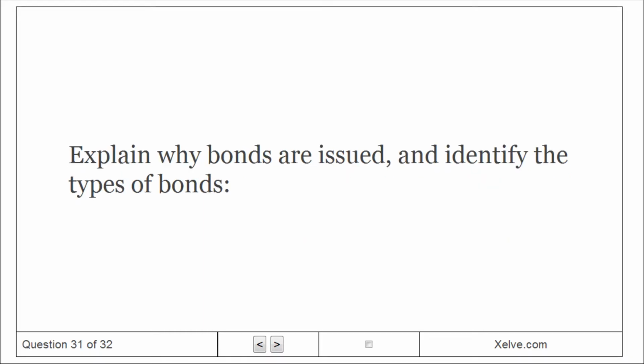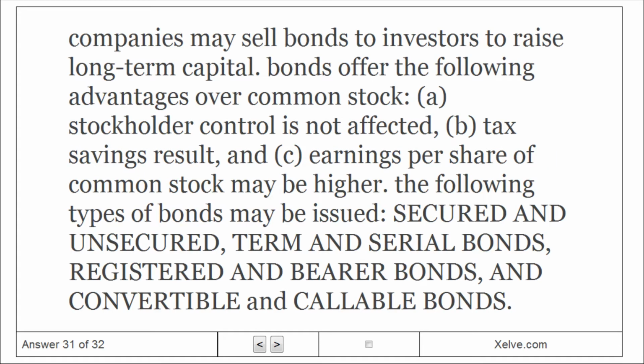Explain why bonds are issued, and identify the types of bonds. Companies may sell bonds to investors to raise long-term capital. Bonds offer the following advantages over common stock: stockholder control is not affected, tax savings result, and earnings per share of common stock may be higher. The following types of bonds may be issued: secured and unsecured, term and serial bonds, registered and bearer bonds, and convertible bonds.